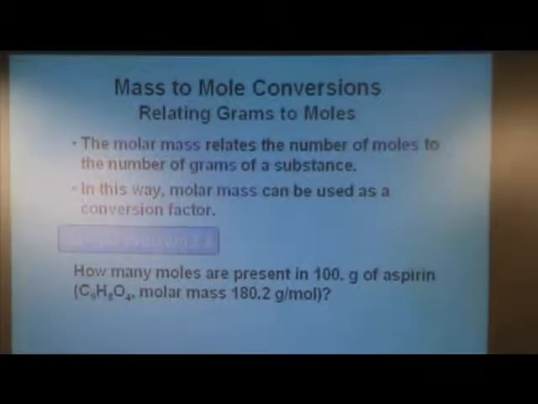Professor, what's another name for atomic weight? Molecular weight, or formula weight. Now, we use formula weight for ionic compounds. We use molecular weight for molecular compounds. We use atomic weights for atoms.